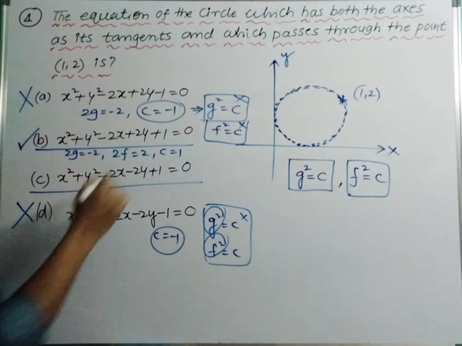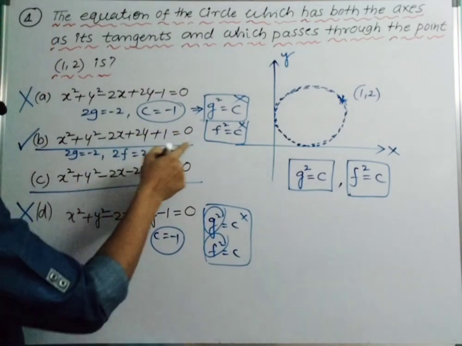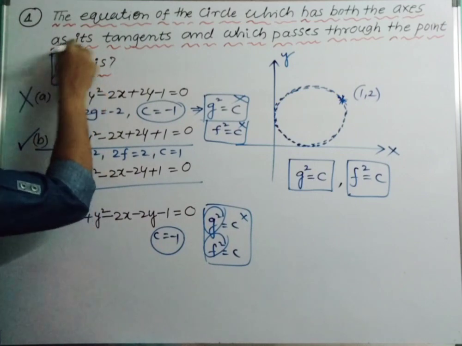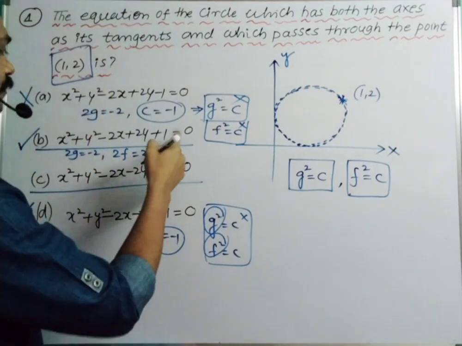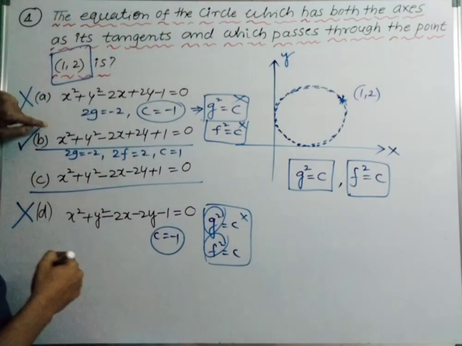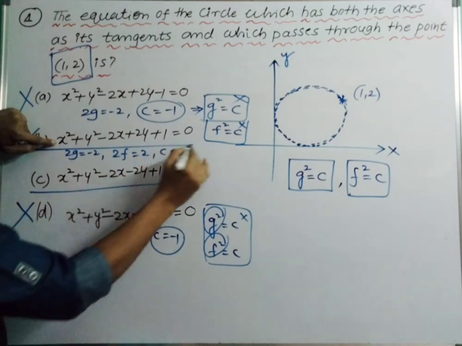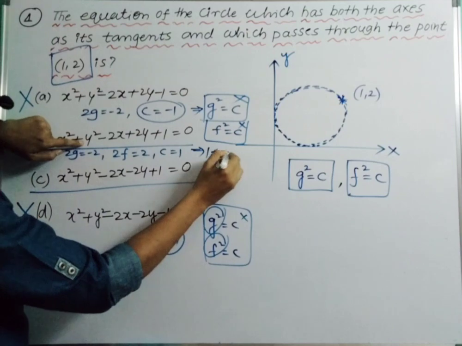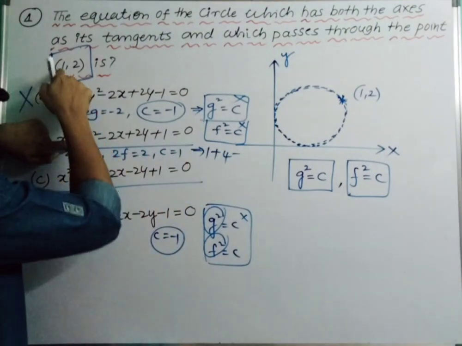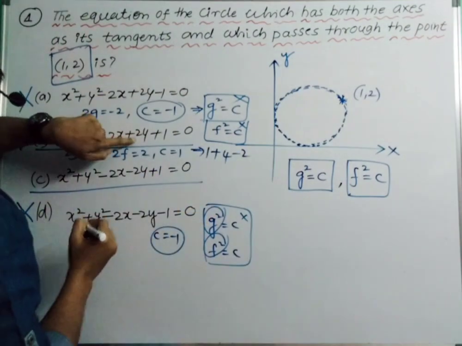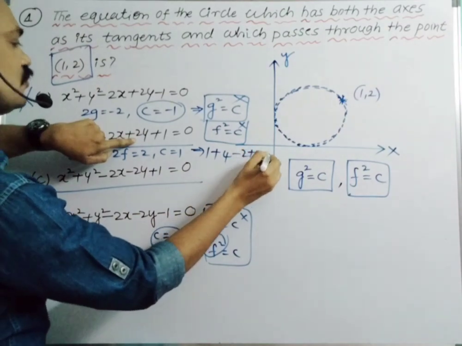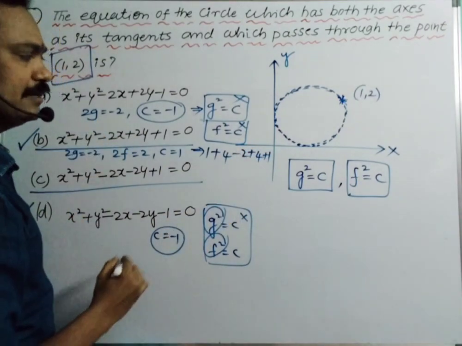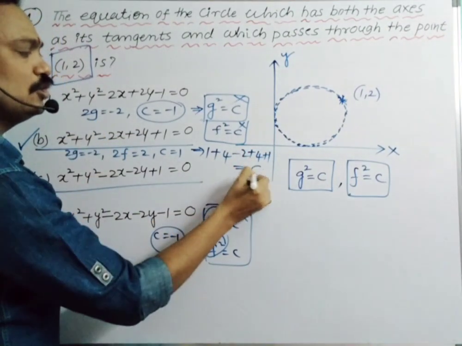Now, does this pass through the point (1, 2)? Check it out. 1 square is 1, and 2 square is 4. 2 into 1 into 2, 2 twos are 4, plus 1. Is it going to become 0?